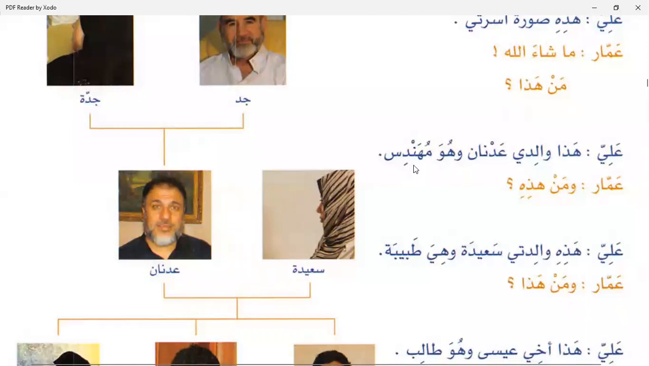Wahuwa muhandis. And he is an engineer. So huwa means he, muhandis means engineer. This is my father Adnan and he is an engineer. Ammar: Waman hazihi? And who is this? Ali: Hazihi walidati Saida, wahiya tabiba. This is my mother, Saida, and she is a doctor.